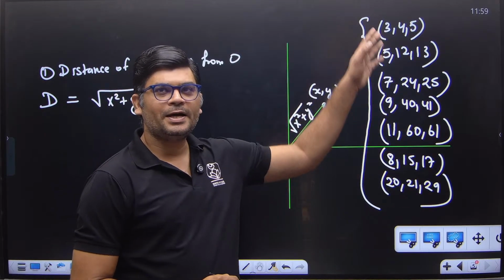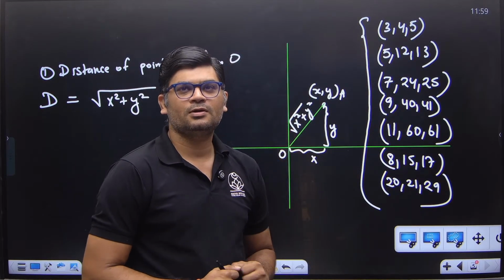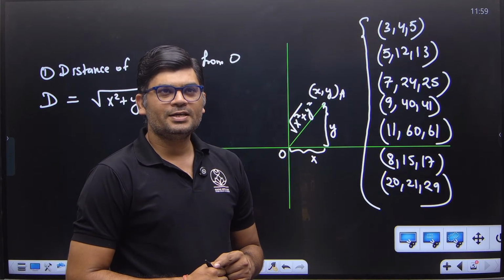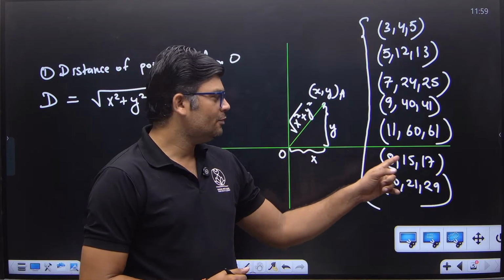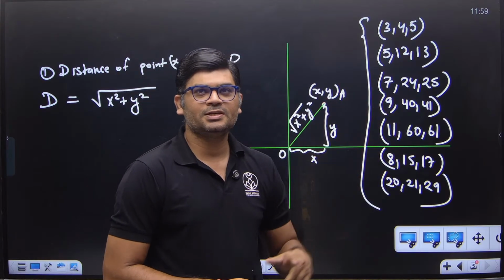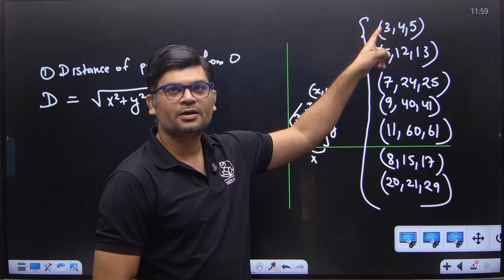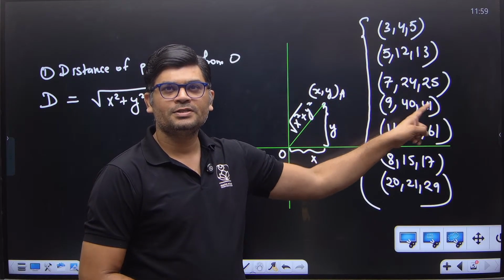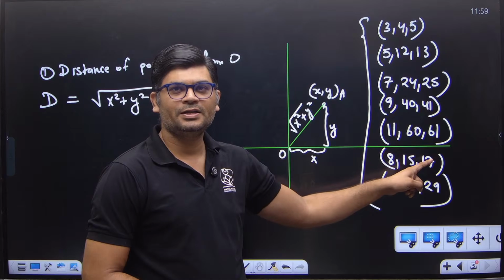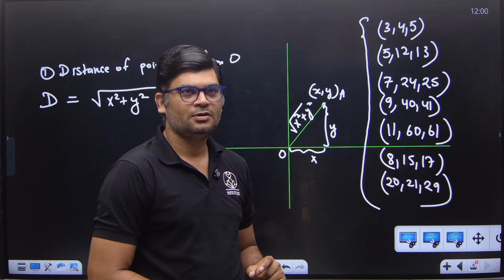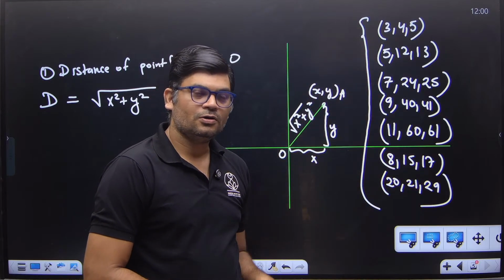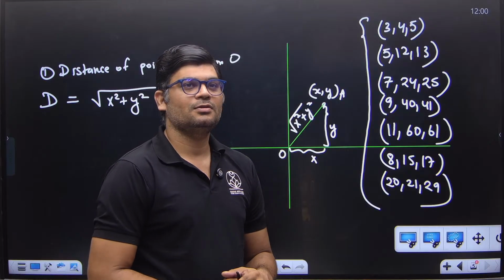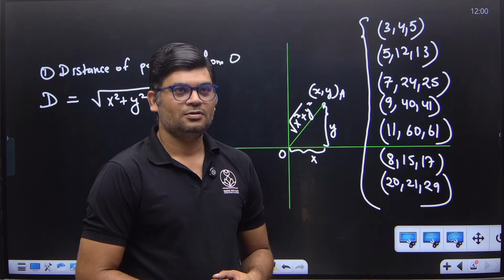In all these Pythagoras triplets, one thing is common. Any of the Pythagoras triplets will have at least one prime number. Just check it out. 3 is there, 5 is there, 13 is there, 7 is there, 41 is there, 11 is there, 17 is there, 29 is there. Not odd numbers, prime numbers, my dear.